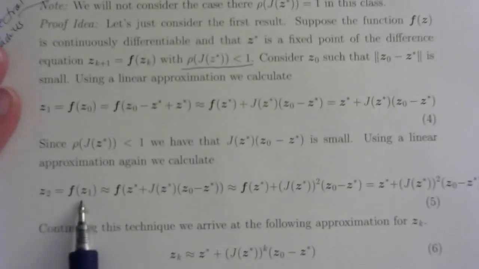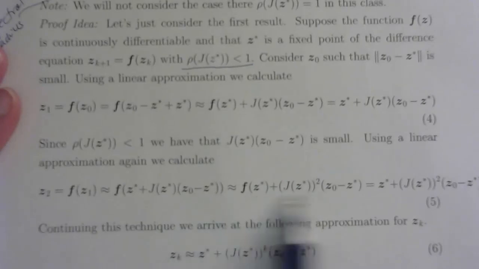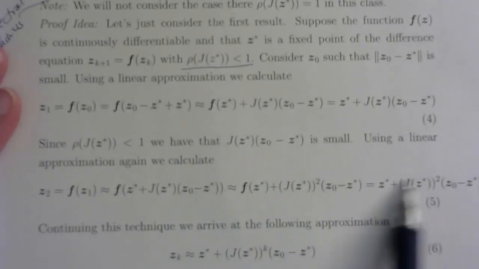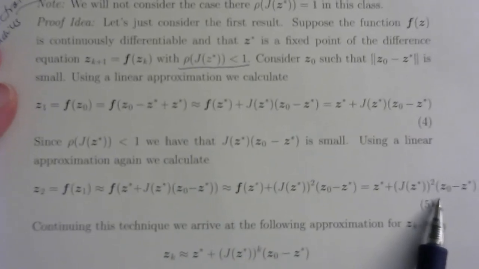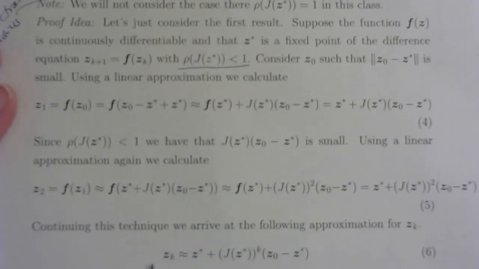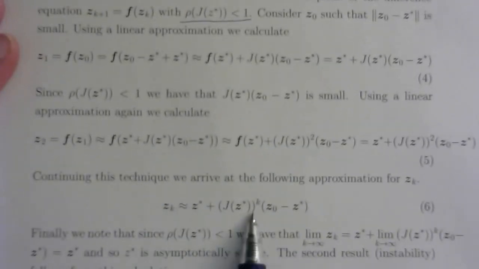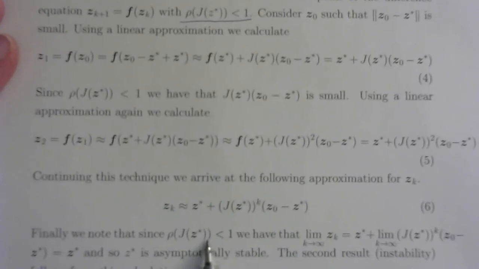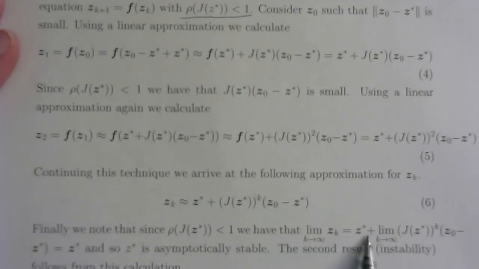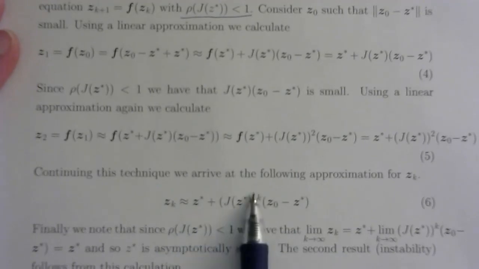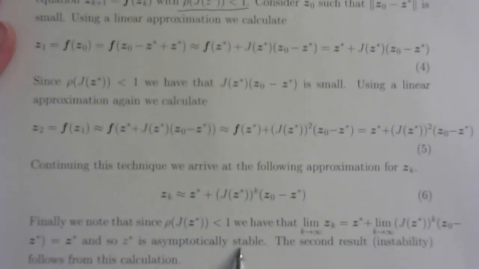So z_2 is f of z_1. I plug this in, do the same approximation, and I get z star plus the Jacobian squared times z_0 minus z star. If I continue this, I find the same iteration that we just found, that z_k is approximated well by z star plus the Jacobian to the k times z_0 minus z star. Since the spectral radius of the Jacobian is less than 1, we know that the limit of z_k as k goes to infinity is just z star plus the limit of whatever this chunk is, and this decays. So z_0 is asymptotically stable, because the whole thing approaches z star.